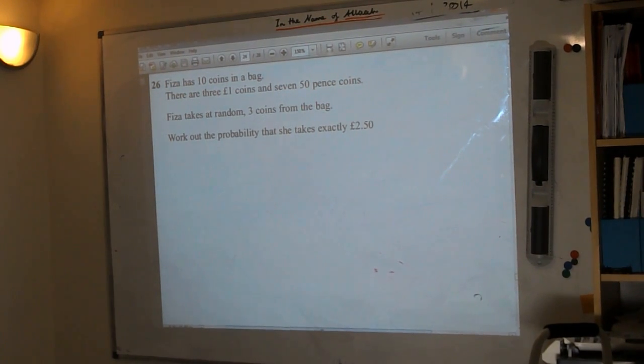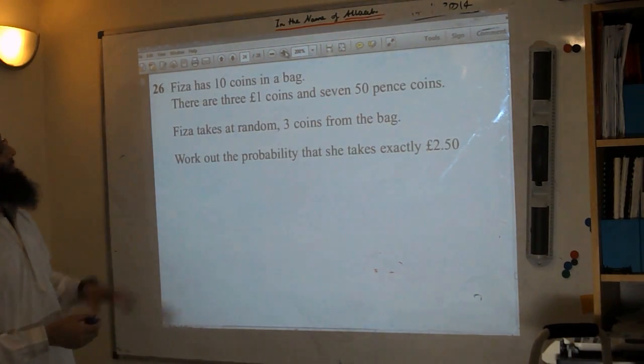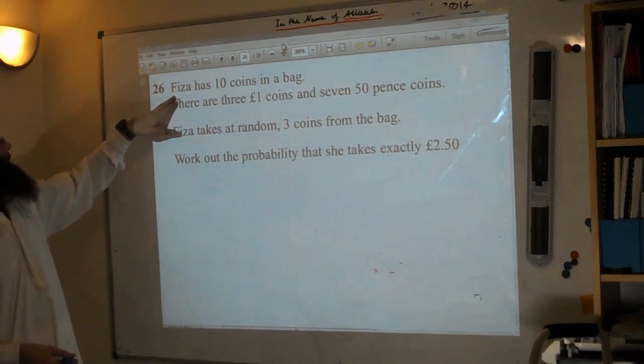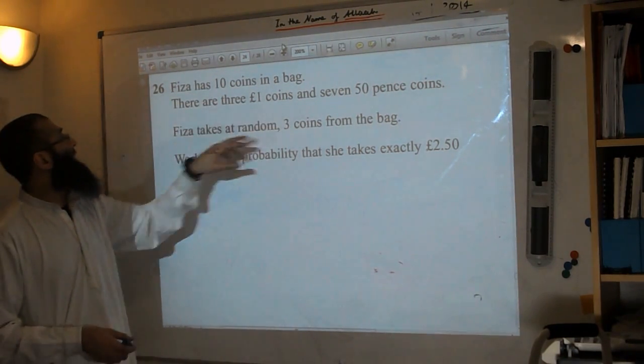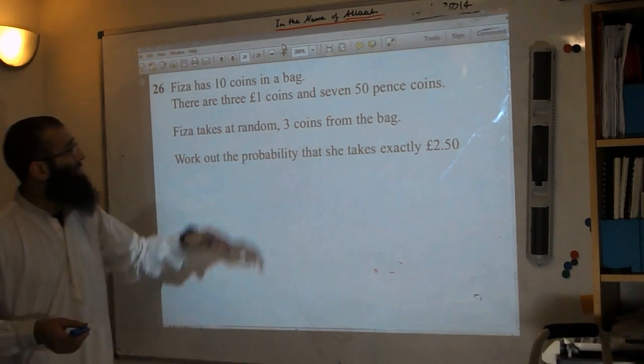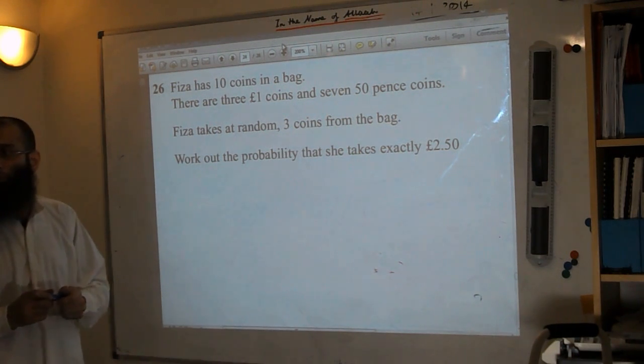Right. Okay. So we can make that a little bit bigger, please. That's lovely. Question number 26. Fiza has 10 coins in a bag. There are 3 £1 coins and 7 50p coins. Fiza takes at random 3 coins from the bag. Work out the probability that she takes exactly £2.50.